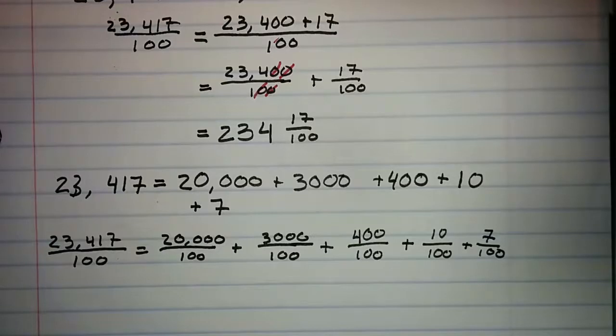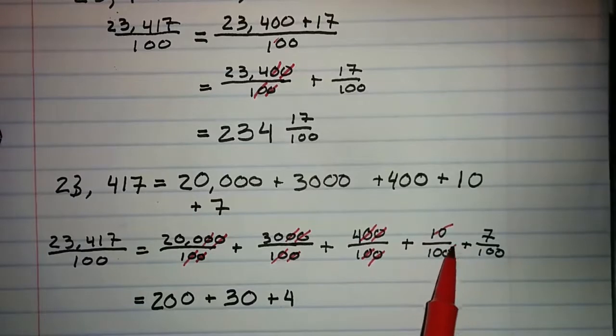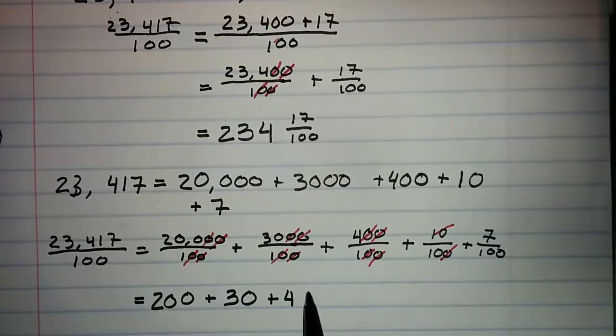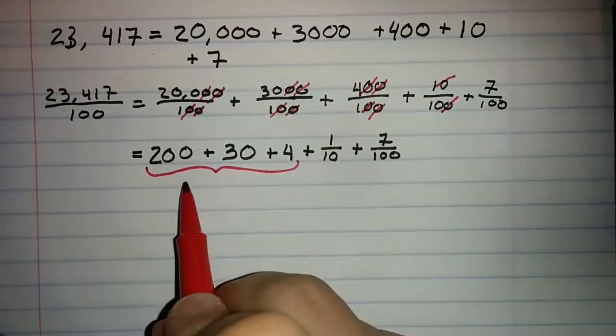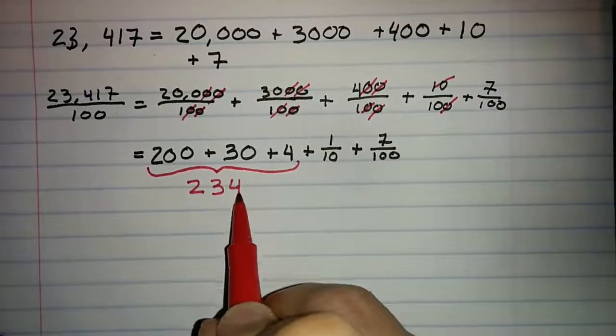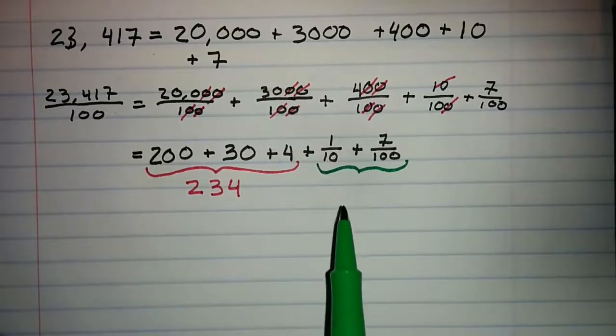Look what happens if I go through and simplify each of these fractions by canceling common factors of 10. Here I get the whole number 200. Here I get the whole number 30. Here I get the whole number 4. And what do I get over here? I get 1/10, and I get, there's nothing I can do here, 7 1/100ths. Now this we recognize as the expanded form of 234. This then is the expanded form of the decimal part.